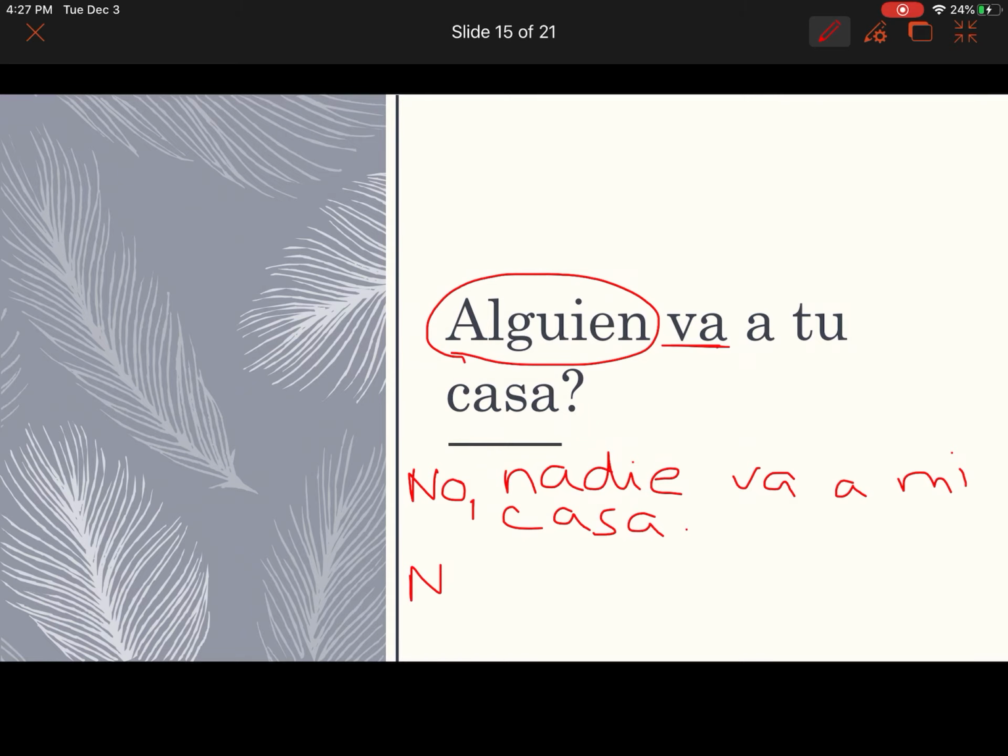Or we can also say no. Again, no va nadie a mi casa. Whatever you guys prefer. And that's affirmative and negative expressions.